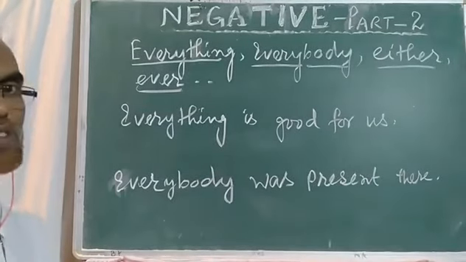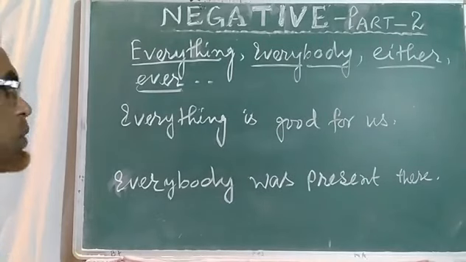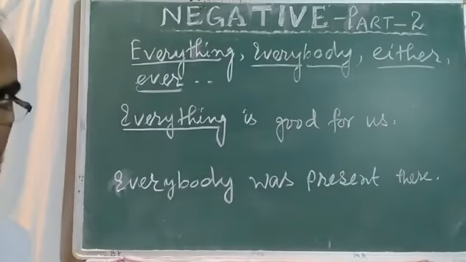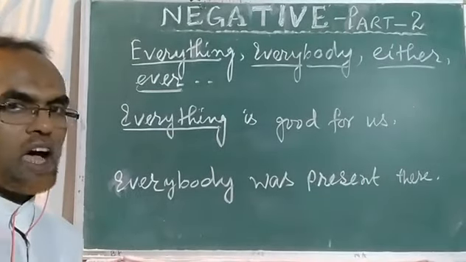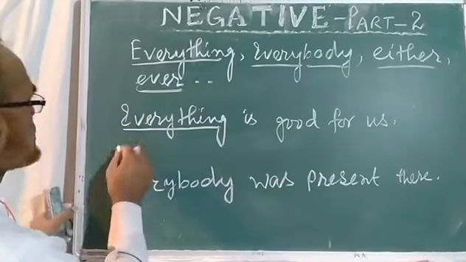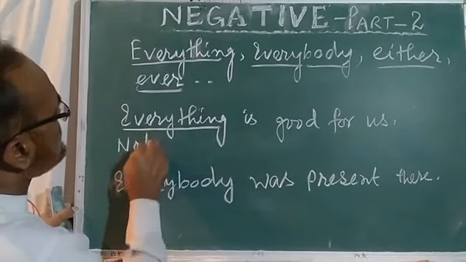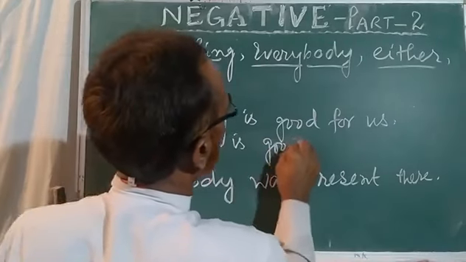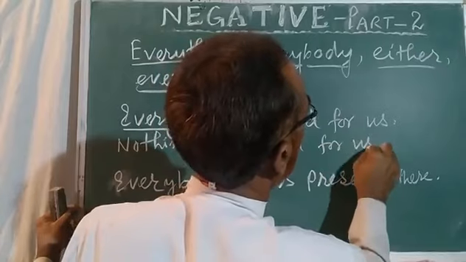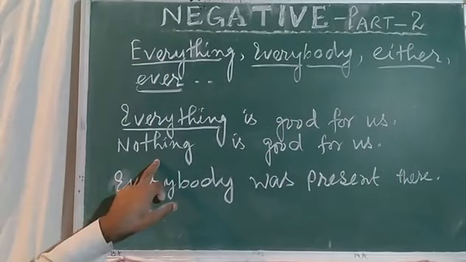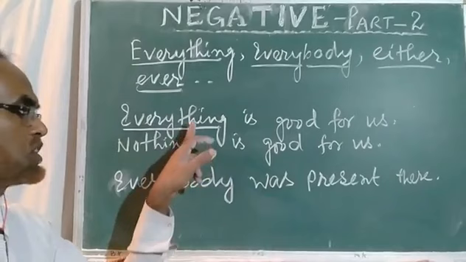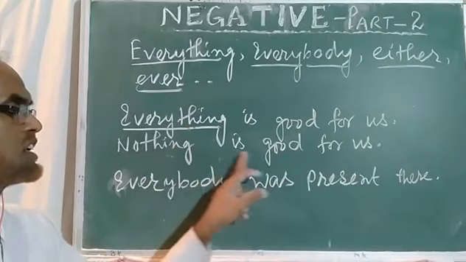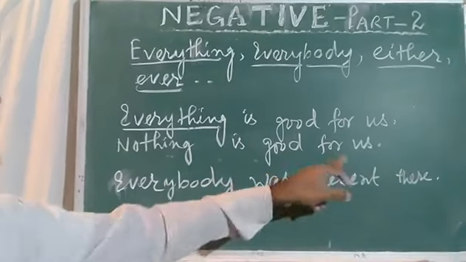We just have to bring opposite word of these words. The opposite word of everything is nothing. Nothing is good for us. Nothing is the opposite of everything, and we just bring nothing in place of everything. Thus it becomes negative. Nothing is good for us.